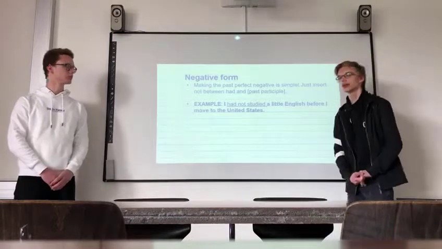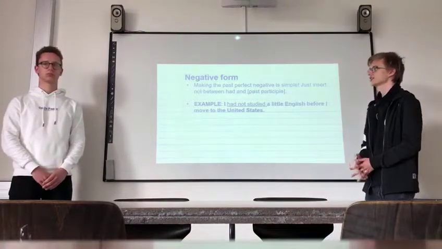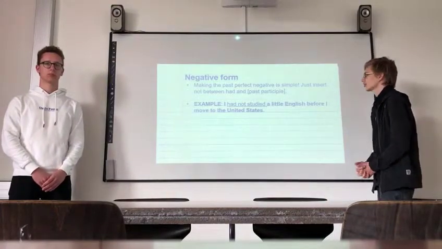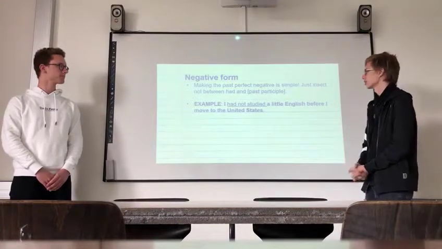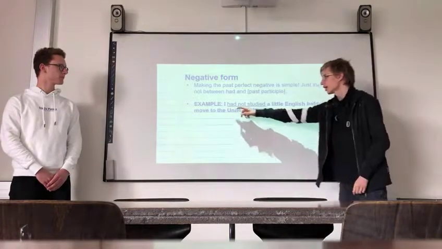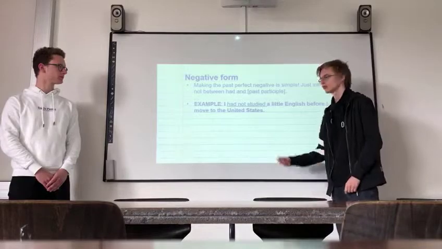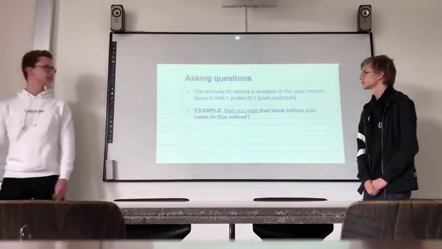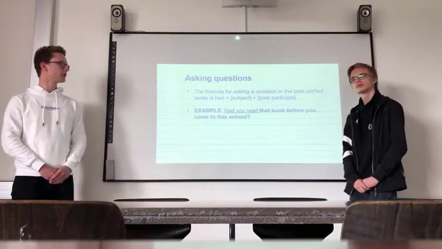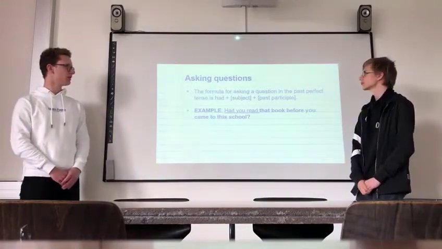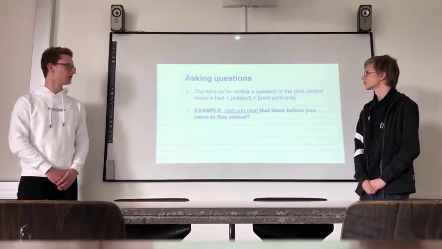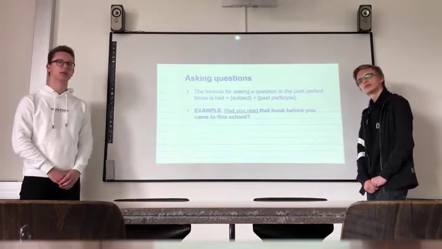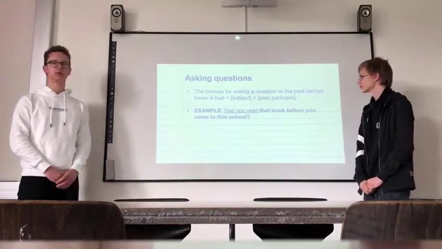The negative form, making the past perfect negative, is actually quite simple. You just have to insert not between had and the past participle. For example, I had not studied, so you just have to insert it in between. Asking questions. The formula for asking a question in past perfect is had, then the subject, and then the past participle. So, for example, had you read that book before you came to the school?